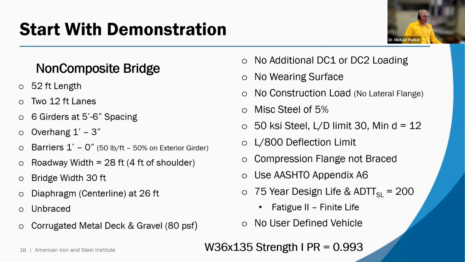You know, a typical county type bridge with 1'3" overhangs, some barriers, a roadway width, a bridge width, diaphragms. I only have one diaphragm right at the middle, so there's 2 unbraced lengths here, and I am going to consider it to be unbraced because I'm using a corrugated metal deck and gravel riding surface. And I'm going to assume that that corrugated metal deck's not attached to the girders to give them the lateral support. And then there's some other stuff I do here that's not all that important.